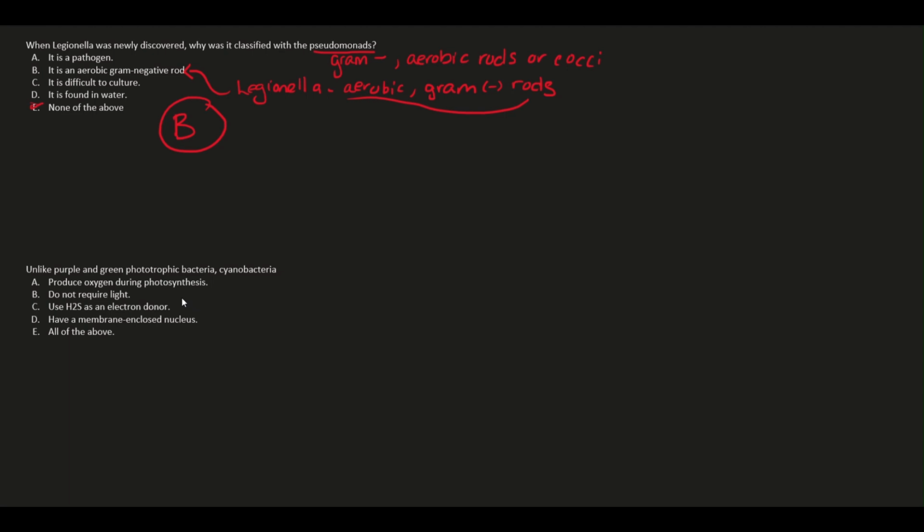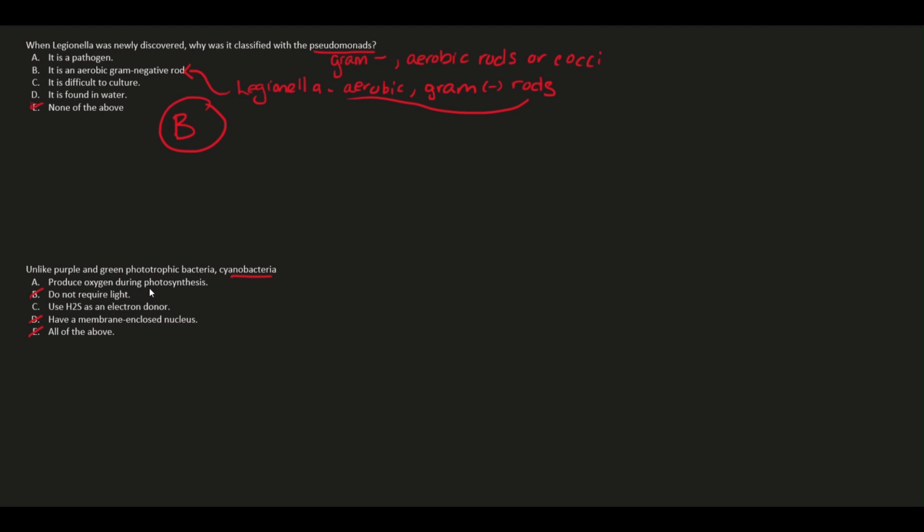Unlike purple and green phototrophic bacteria, cyanobacteria A, produce oxygen during photosynthesis, B, do not require light, C, use hydrogen sulfide as an electron donor, D, have a membrane-enclosed nucleus, E, all of the above. Well, cyanobacteria, they are bacteria. Bacteria do not have nuclei. So we can cross that out. It cannot be E since we crossed out D. They perform photosynthesis, so light is needed. We can cross that out. We're left with A and C.